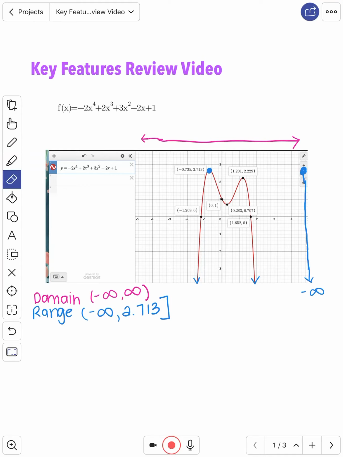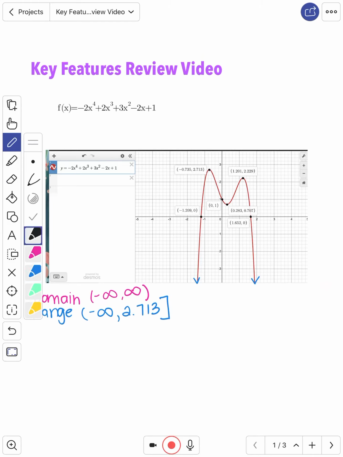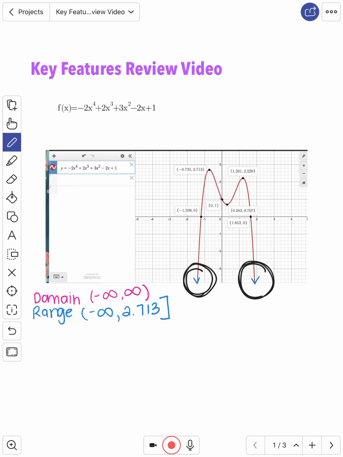So we've talked about domain and range. Let's talk about end behavior. In this particular problem, you're asking yourself the question: where does my left end go and where does my right end go? Here's my left end, here's my right end. For end behavior, you have to define it both ways. So on this left side, as it goes to the left, it's going down.